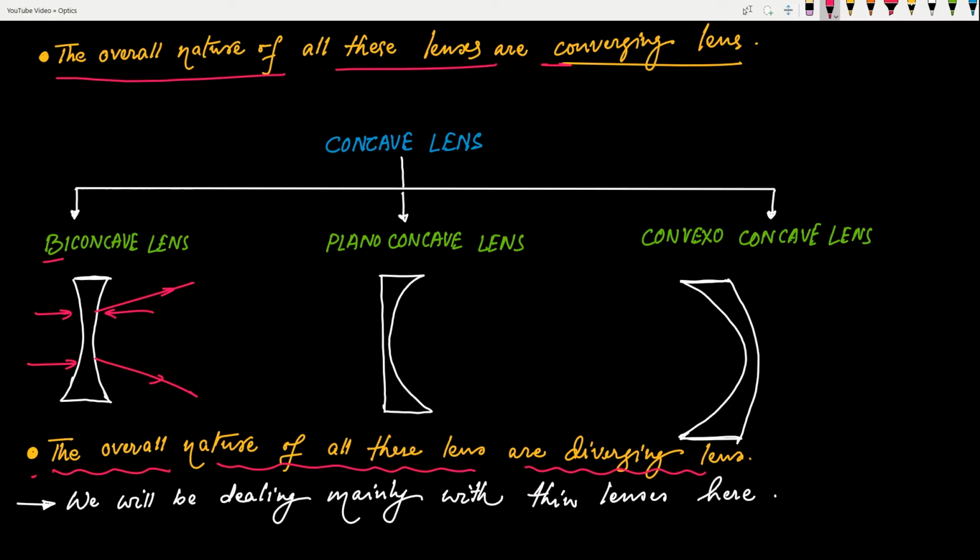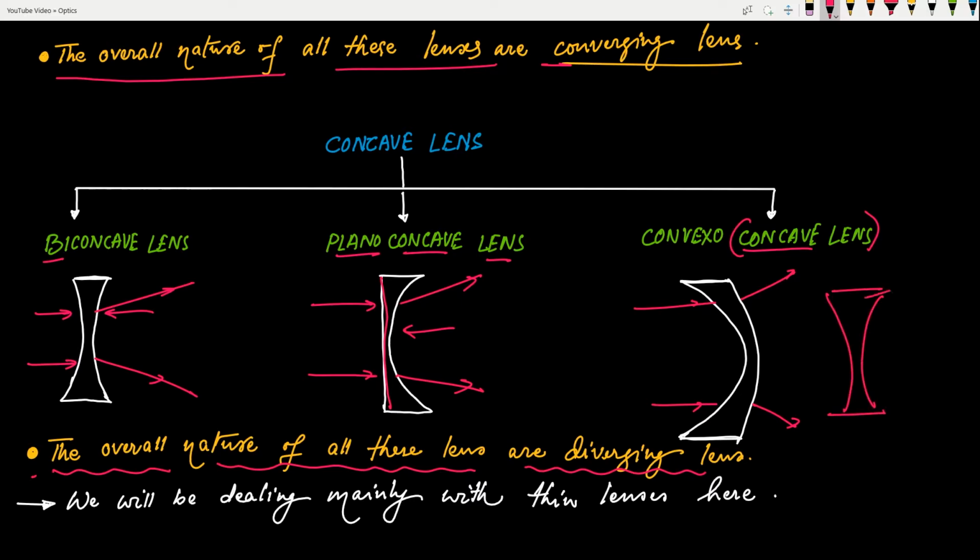Here we can see that one of the surfaces is plane, another surface is concave, therefore this is known as plano-concave lens, but the combination will produce diverging rays. Okay, therefore this is known as a concave lens. Similarly convexo-concave lens, if you look into this, why is it known as a concave lens? Because this will ultimately diverge the rays. After refraction it will diverge, and for a concave lens we have said that the edges should be thick and the center should be thin.